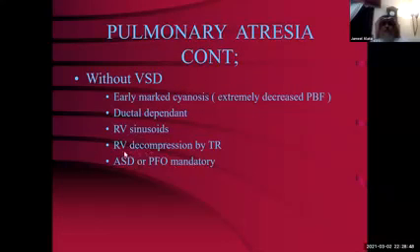So RV sinusoids, RV decompression by TR, and the ones without VSD, we usually see severe tricuspid regurgitation, unlike the ones with a VSD, and this will add to the pathophysiology. They will get a large right atrium, and they may show right-sided failure with a big liver. ASD or PFO is mandatory, as I said, like in tricuspid atresia patients. If you don't have it, it may give them low cardiac output, and they may need a septostomy at birth for it if it is restrictive.